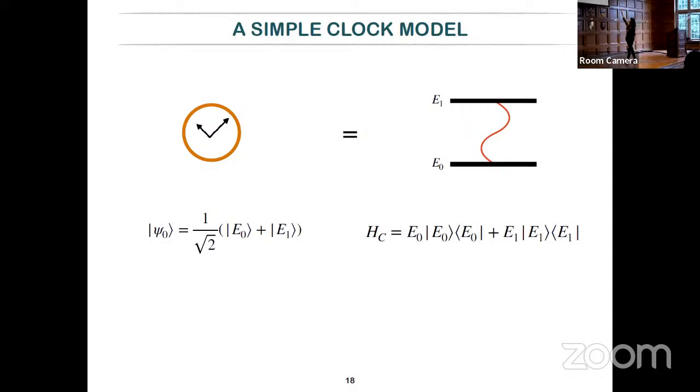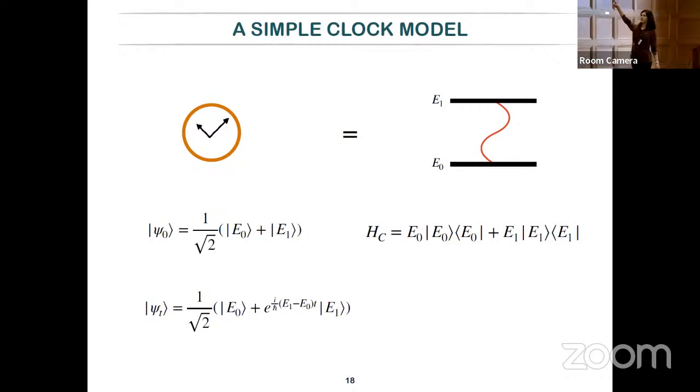If this, on the right-hand side, is the Hamiltonian, then for instance, we can initialize our clock in the E0 plus E1 state. And then when we apply time evolution, we find that the clock evolves with a relative phase that depends on the energy gap, basically, between the excited and the ground state. Now, the precision of the clock is given by how well I can distinguish a state at time t from the state at time zero. So basically, the best that I can achieve is to have a minus instead of a plus in front of E1. When does that happen?